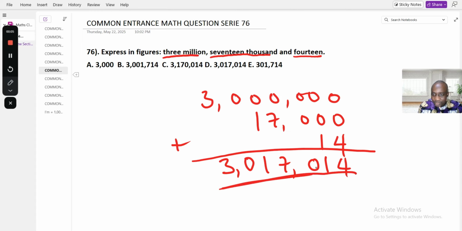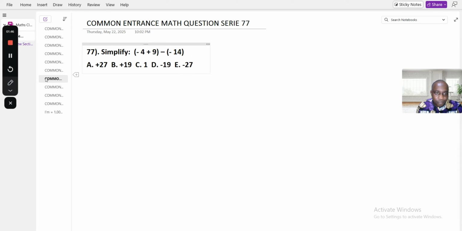Let's look for this. 3 million. Yes, this is our answer. 3 million, number D. 3,017,014. That's the way you will get your answer. Let's move to the next question.